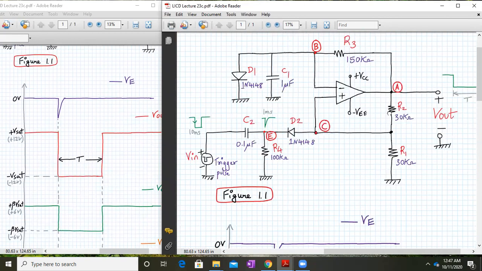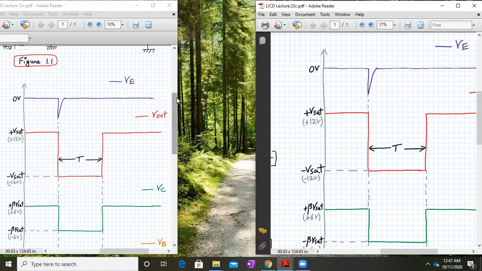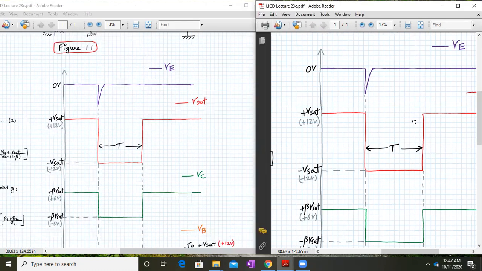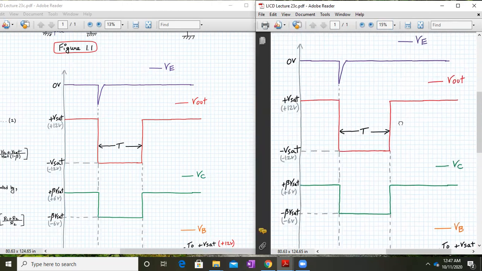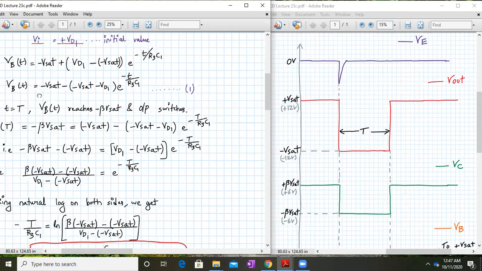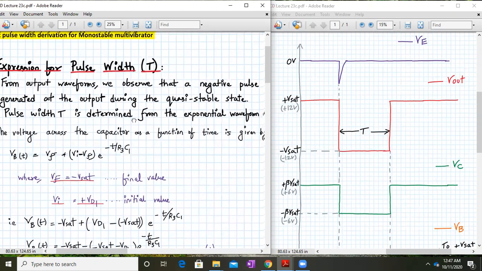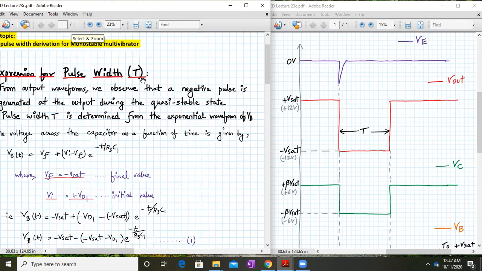I think I'll keep the waveforms on this side and I'll present the derivation on the right hand side. I think that will be better. Let me adjust the screen now. I think I'll make it around 15. Yeah, I think these waveforms are clearly visible now. And let me focus on the derivation part. Okay, I think this is also fine.